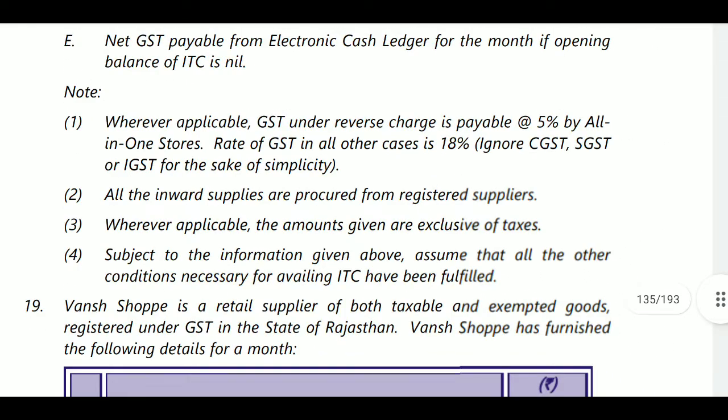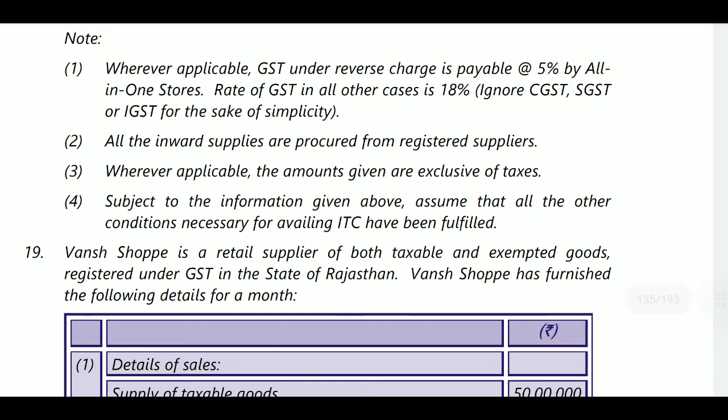Next, note: wherever applicable, GST under reverse charge mechanism will be 5%. So in case of reverse charge mechanism it will be 5%. The rate of GST in all other cases will be 18%. So 55 lakhs into 18%. Monthly rent, packing charges and personal purposes are also liable for 18%. All inward supplies are procured from a registered person, so you will get the ITC on whatever purchase you have made. Subject to the information given above, assume that all the other conditions necessary for availing ITC have been fulfilled.